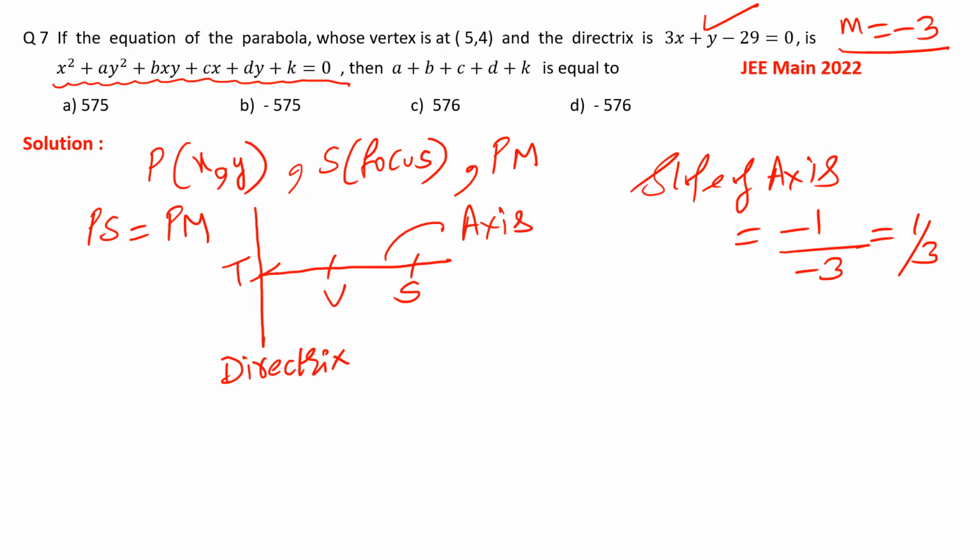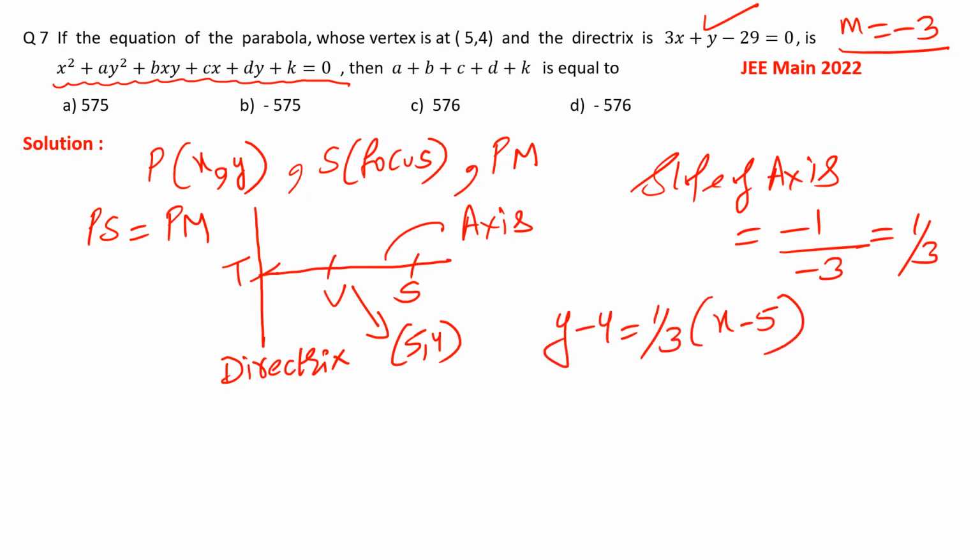Now I'm using the point-slope form to write the equation of the axis, and we have the coordinates for V. They are (5, 4). So the equation comes as y - 4 = (1/3)(x - 5). This becomes 3y - 12 = x - 5, or x - 3y + 7 = 0.